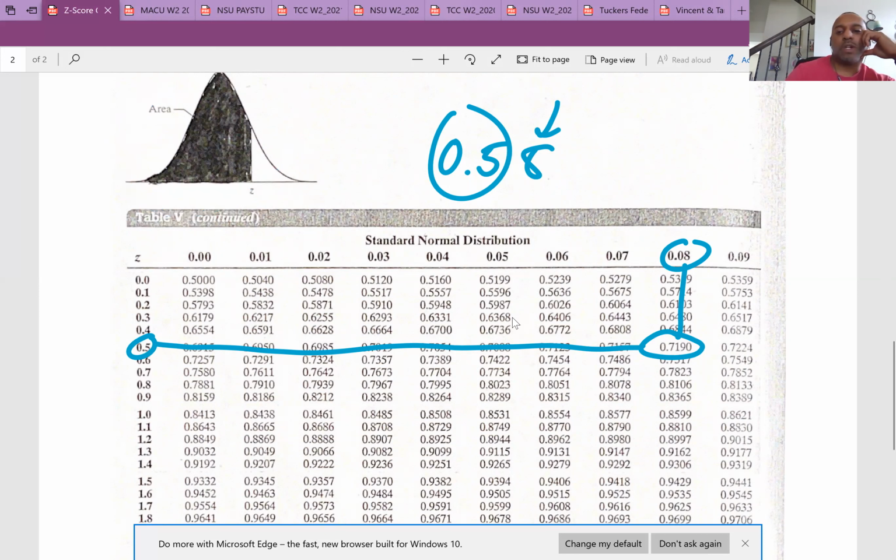So, questions on how we pull a value from the chart? We're about to get into what this value means in a second, but questions on how we pull the value from the chart?